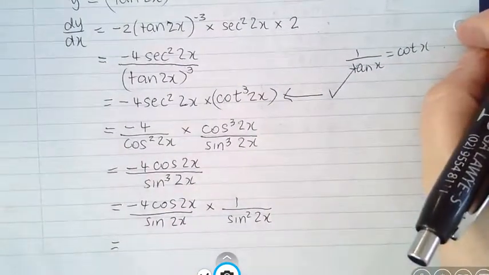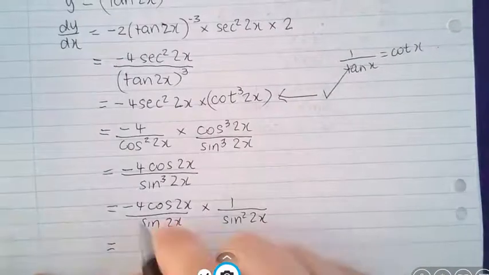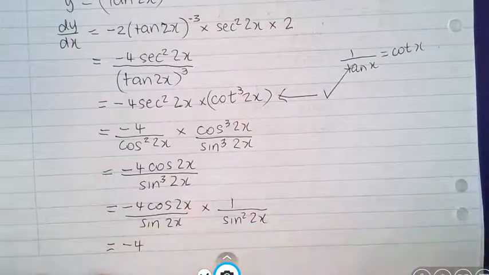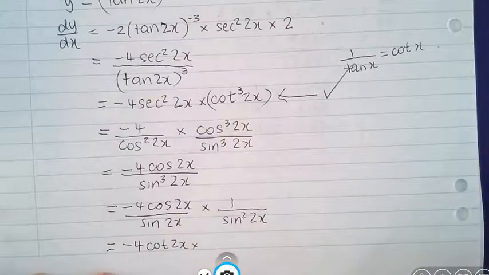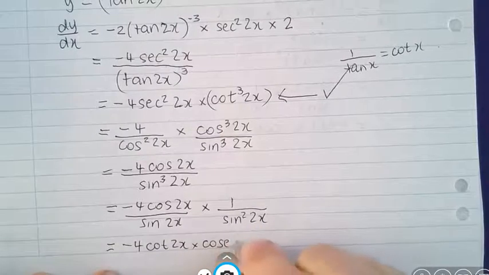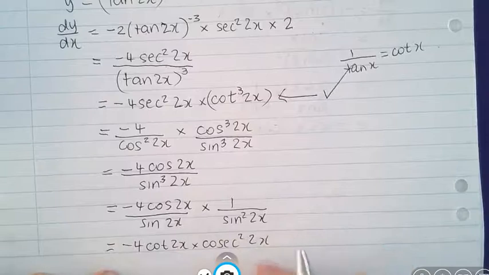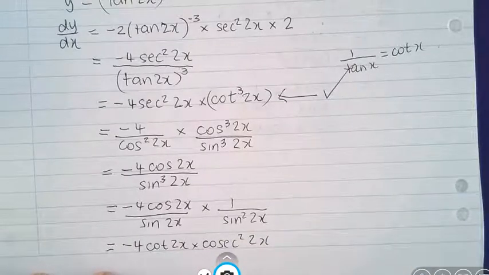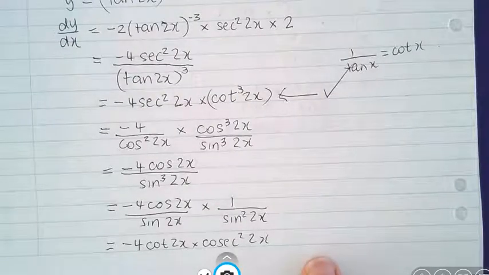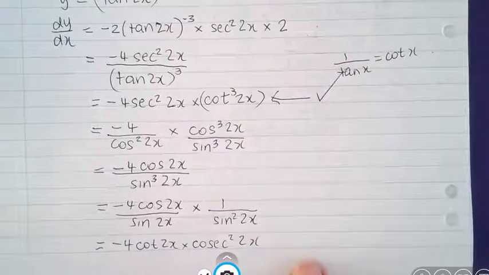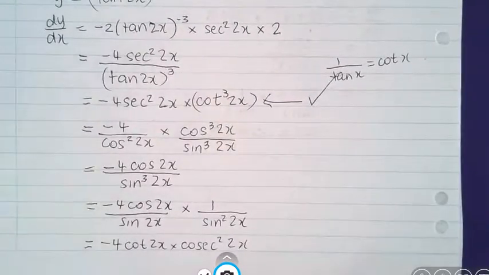That's done. Look, watch what's going to happen. Negative 4, what's cos on sine? Cot. And what's 1 on sine? Cosec. Oh, it's just a different answer. Wait, oh, no, it's okay.